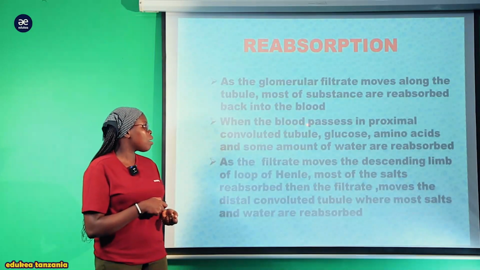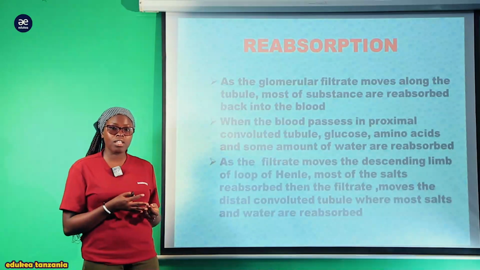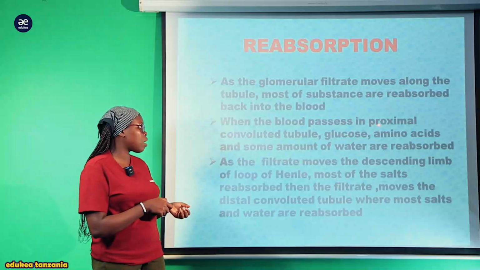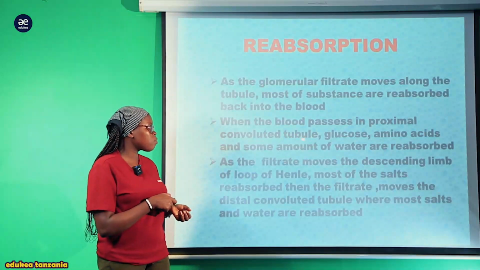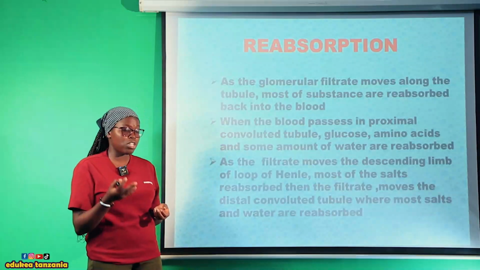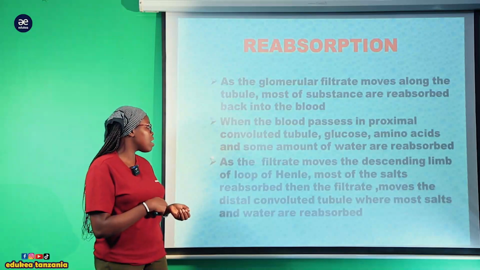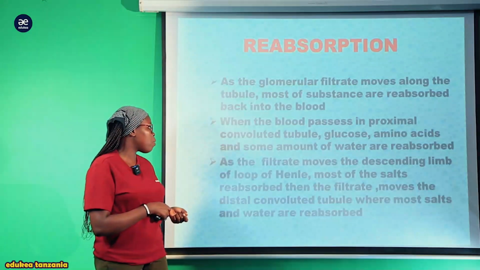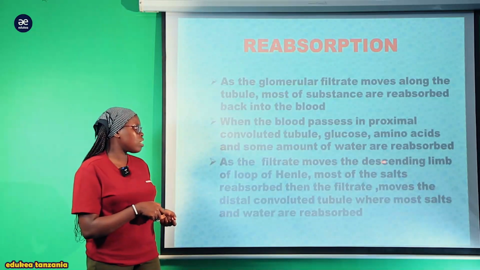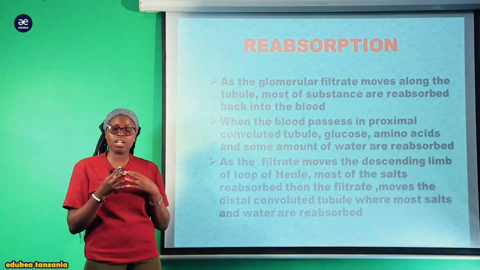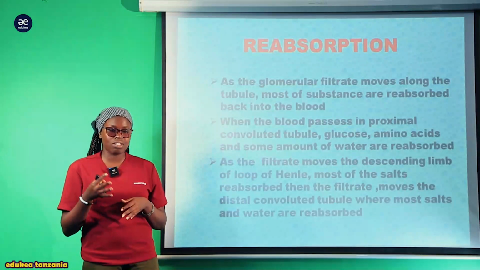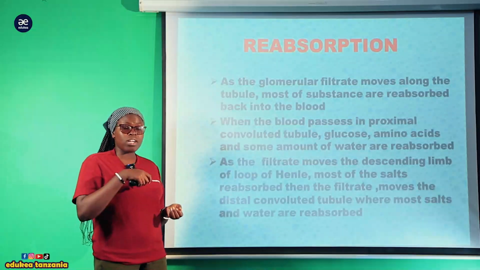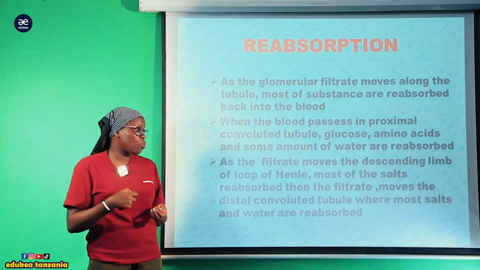Kwa hiyo when the blood ambayo blood may be carried by this blood vein ambayo inapita katika proximal convoluted tubuli inabidi delivered by the efferent arterioles. Glucose, amino acid na some amount of water zinabe reabsorbed. Na baada ya hapo as the filtrate move along the descending limb, tunasema kwamba loop of Henle ina 2 parts, kuna ascending na descending limb. Now inapokuwa ina move katika descending ni ile ambayo inakuwa inashuka.